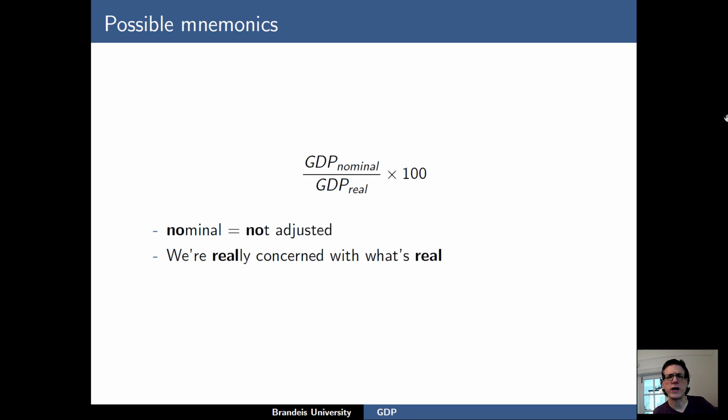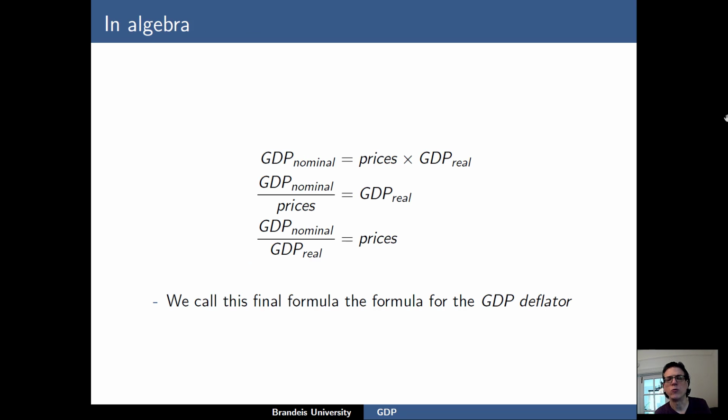I'm not very good at mnemonics, but here are a couple. When you think about nominal GDP, it means sort of not adjusted for price levels. And if you think about real GDP, it's what we're really interested in, which is the thing without the price level. Once we know what these things are, we can do some algebra with them. Nominal is the real times the price levels. And as we saw earlier, the nominal divided by the prices is the real. But we can also divide the nominal by the real and get a price index.